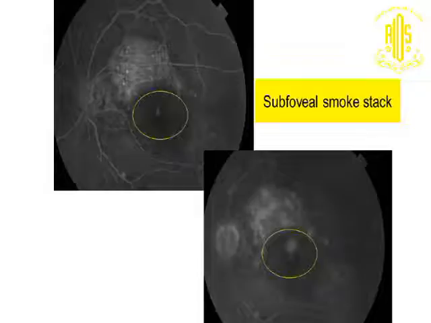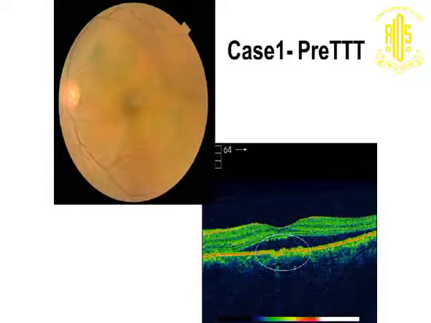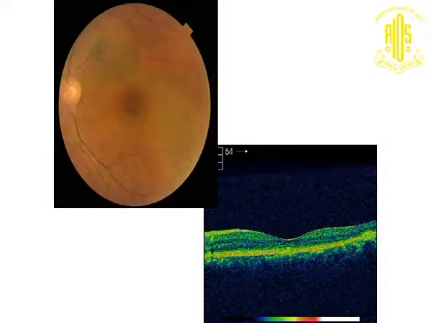We will go through some simple cases now. This was the case which Dr. MPS was mentioning. You have more than 6 months of disease, a subfoveal smokestack leak like this, and persistent fluid. You can see the RPE defects under the fovea. Go for a 50% power subthreshold TTT and the fluid is gone.